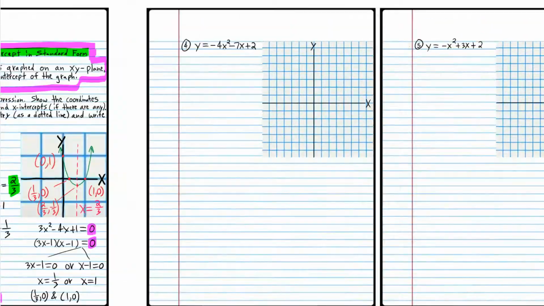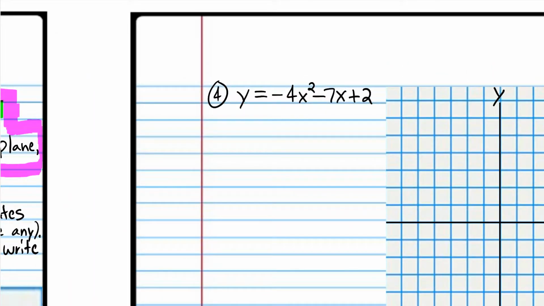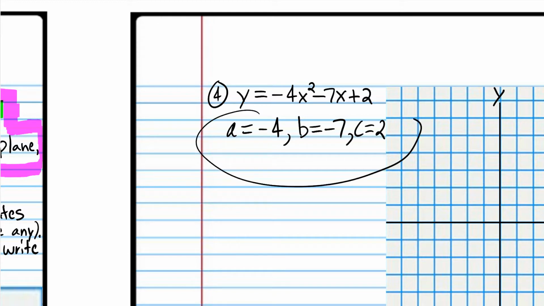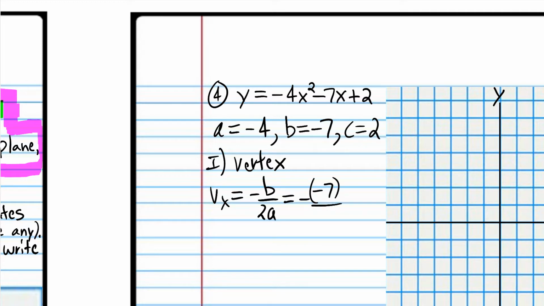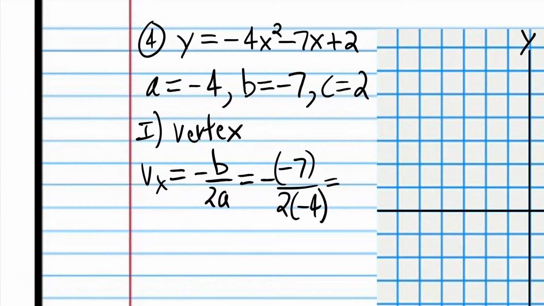All right, we're back. So a is equal to -4, b is equal to -7, c is equal to 2, and of course the first step is to find the vertex, and we're going to use vx is equal to -b over 2a, and b is -7, and a is -4. So if we simplify that, it looks like we're going to get -7/8.